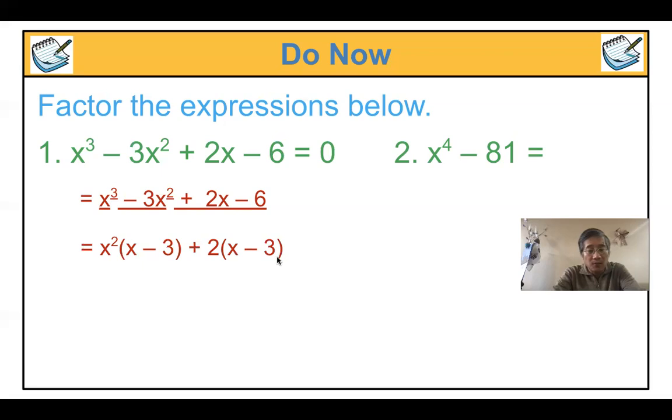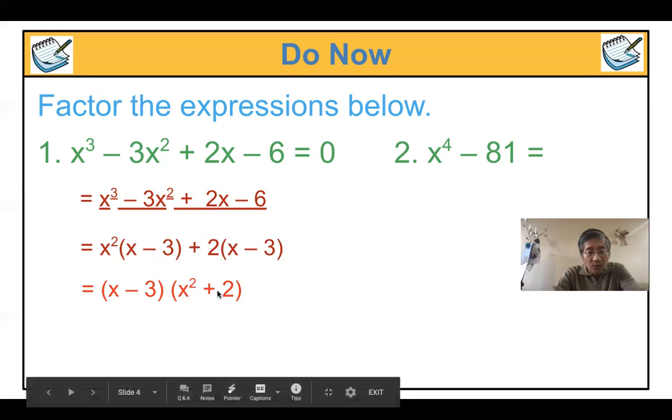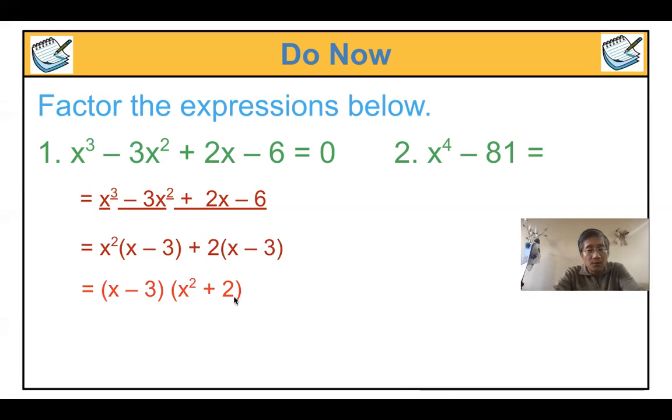If you factor each group, you will see that both groups have a common factor, which is x minus 3. So you factor out x minus 3 again, and in the other factor you put the rest of them, x squared plus 2. So you will get x minus 3 times x squared plus 2. You should check if this is factorable, but x squared plus 2 is not factorable at all. So you can stop here. How about the second one?